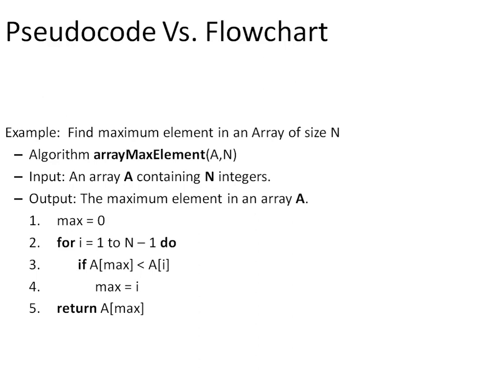A variation can be that we return the index of the maximum element. So in that case, we have to return only the variable max. But here we are returning the element.